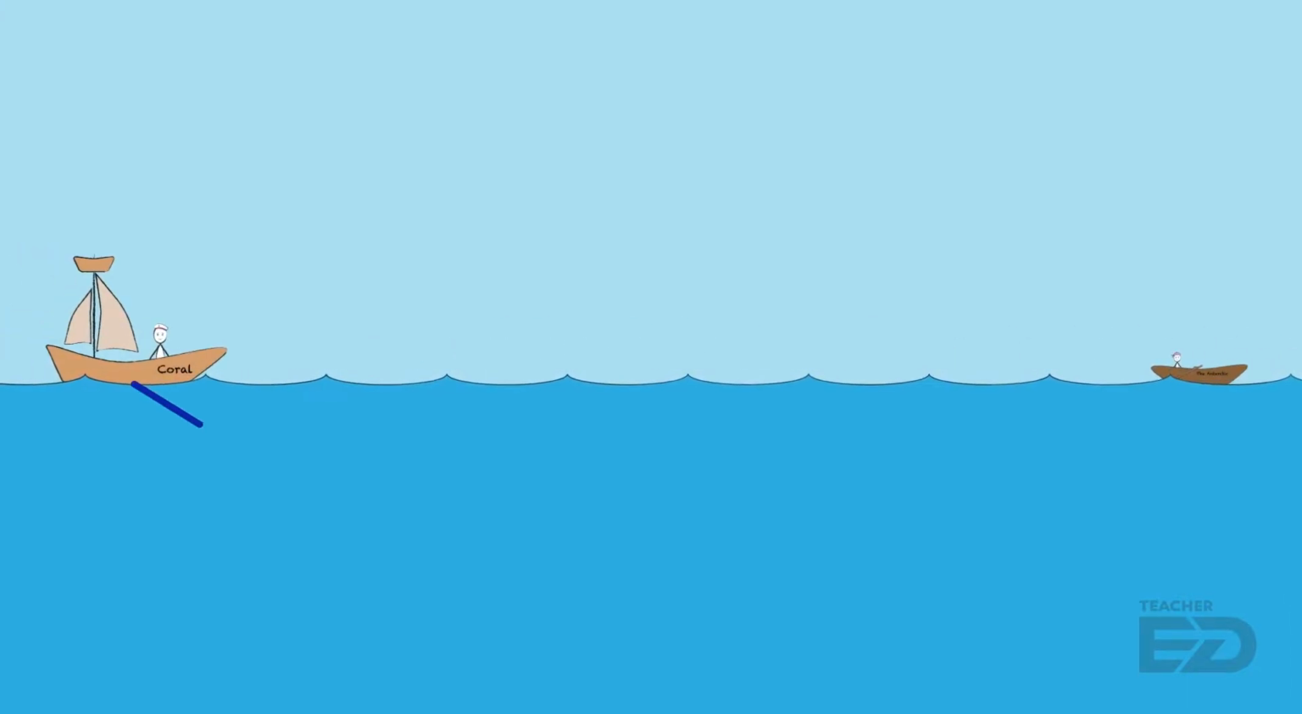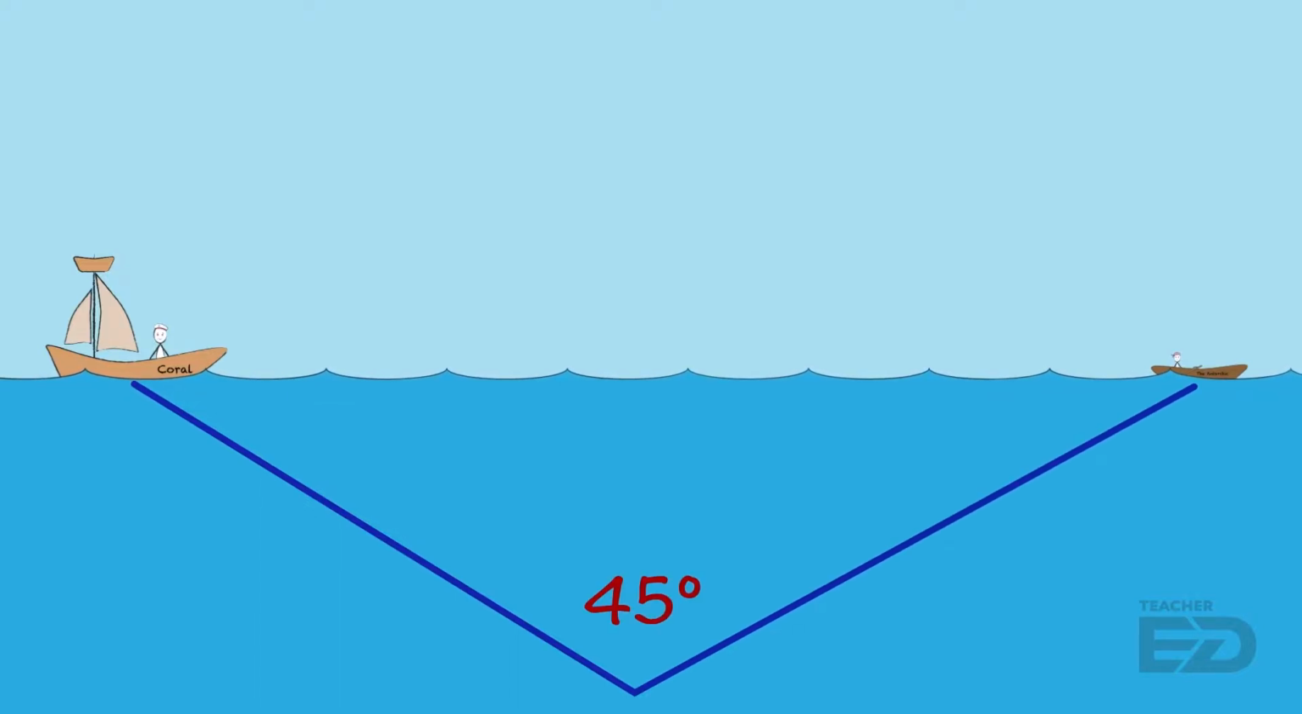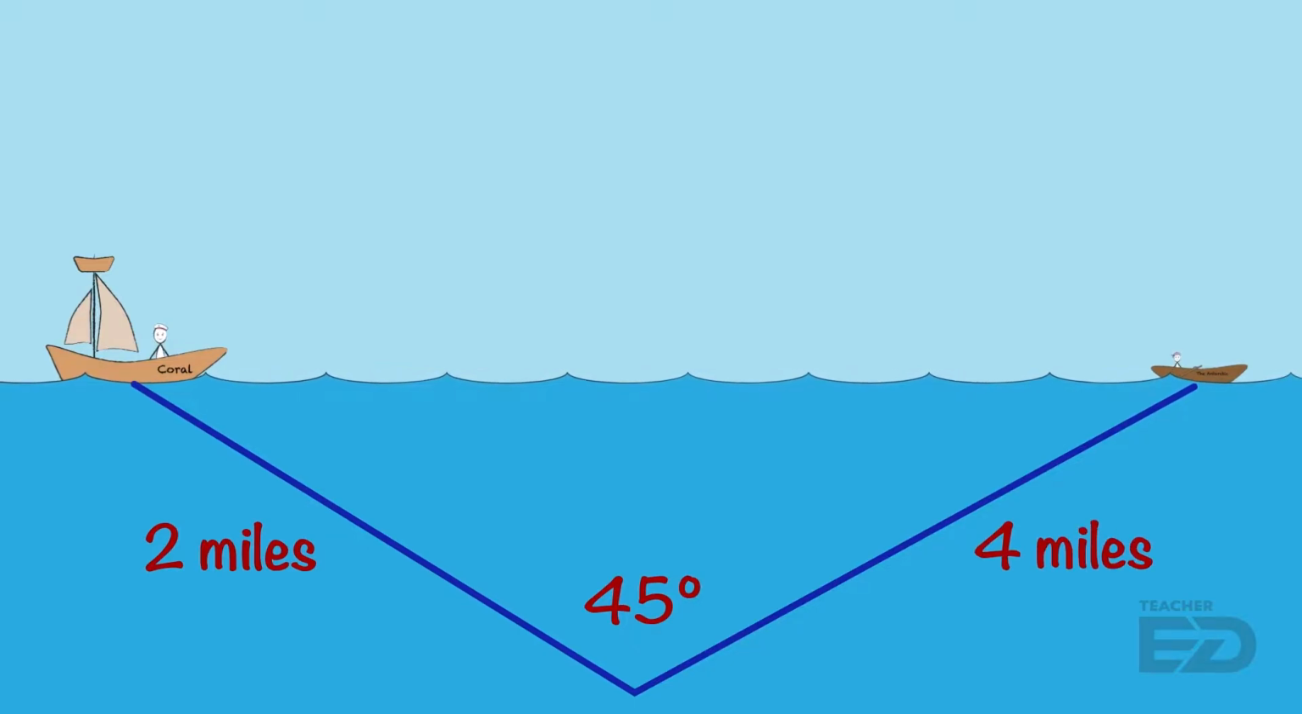The angle between the line of sight to Coral and the line of sight to the Antarctic is 45 degrees. Coral and Shark Bait are 2 miles apart, while Shark Bait and the Antarctic are 4 miles apart. What is the distance between Coral and the Antarctic?